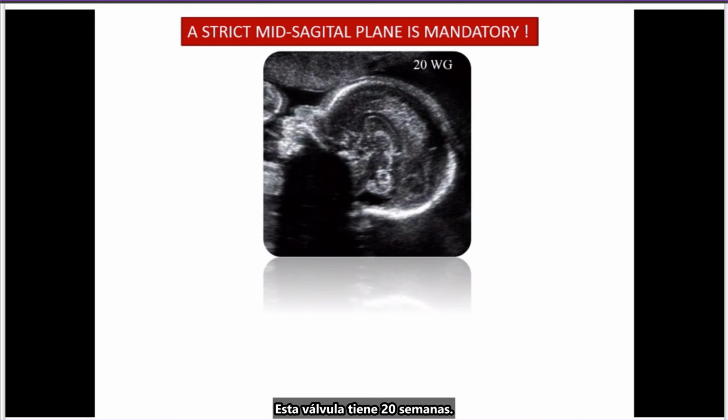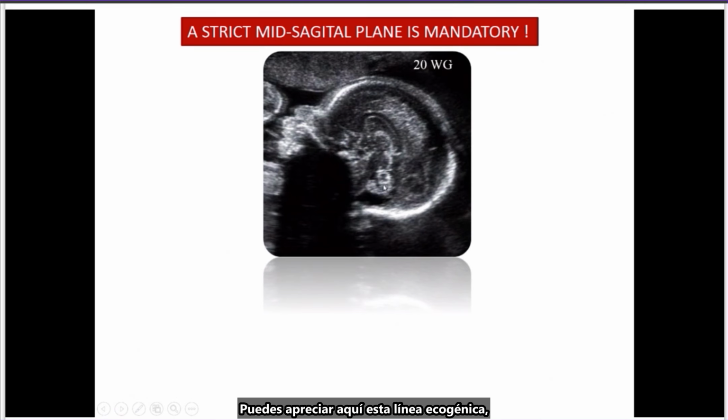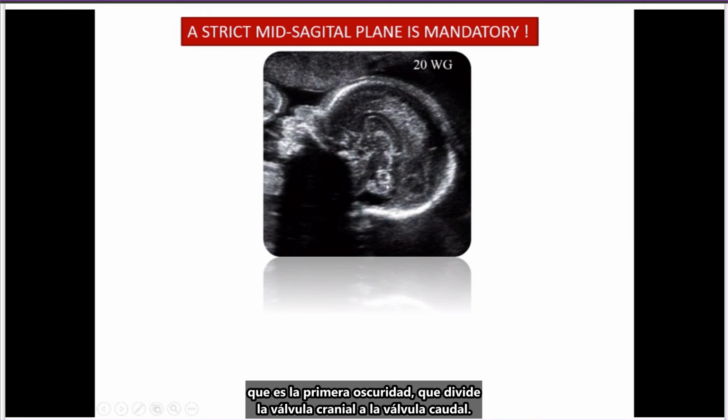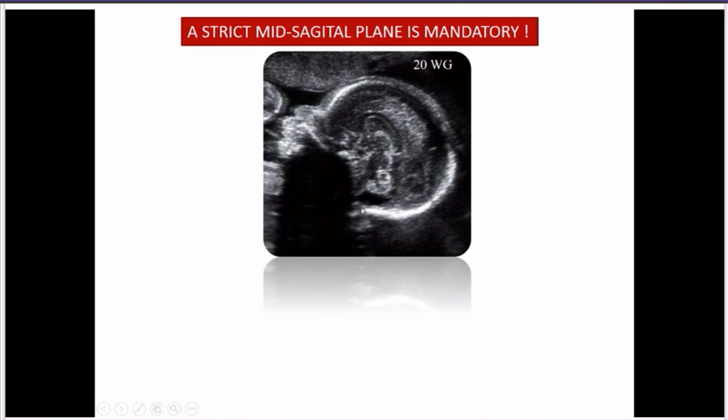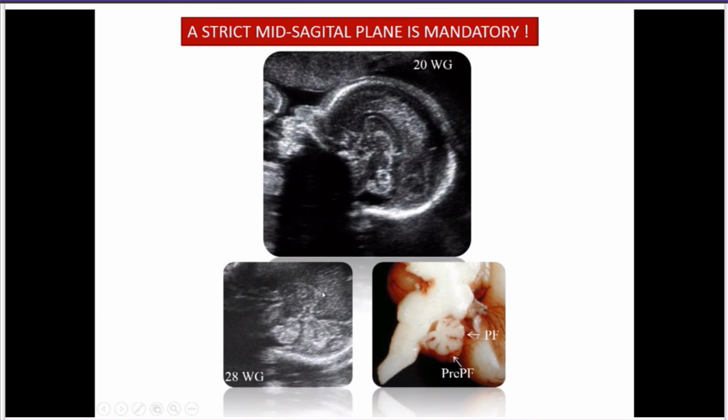This is this plane at 20 weeks of gestation: the nasal bone, the corpus callosum, and you see here the vermis, which is more echogenic than the adjacent hemispheres. You can appreciate here this echogenic line, the primary fissure, which divides the cranial vermis from the caudal vermis. At 28 weeks, you have the same kind of images. The vermis is more echogenic because the fissuration has increased, and you have a prepyramidal fissure here.